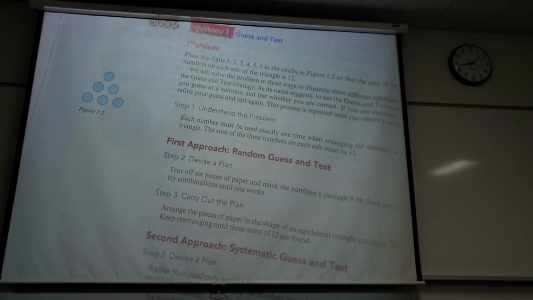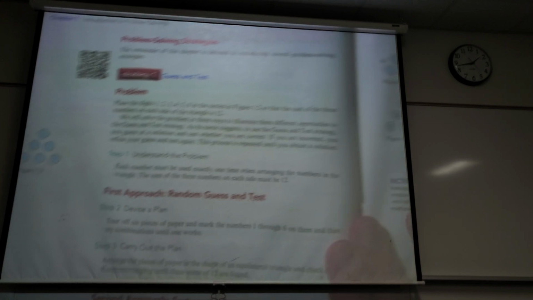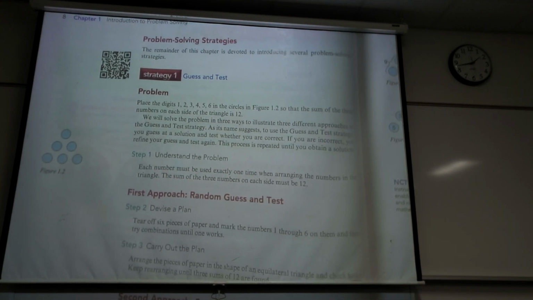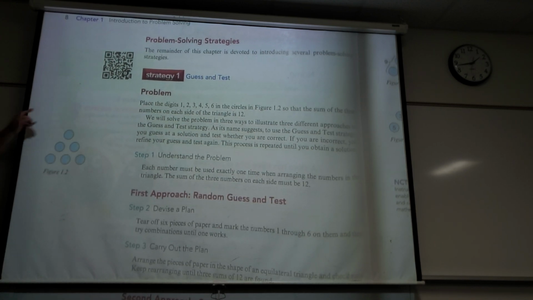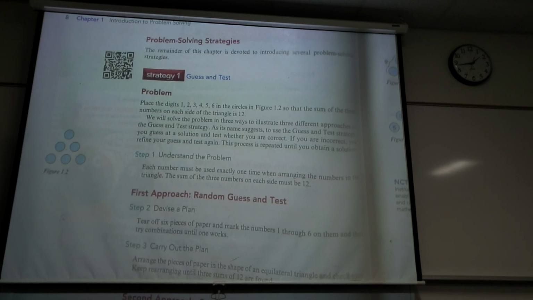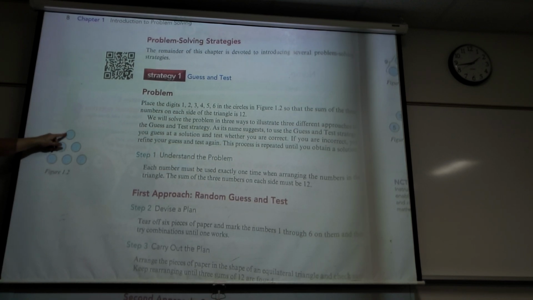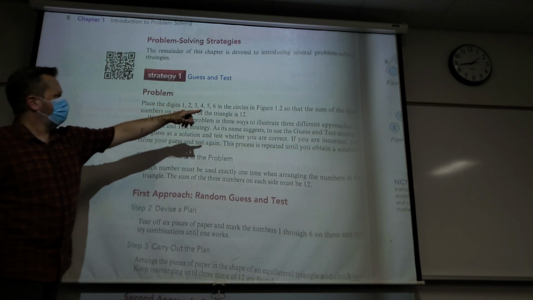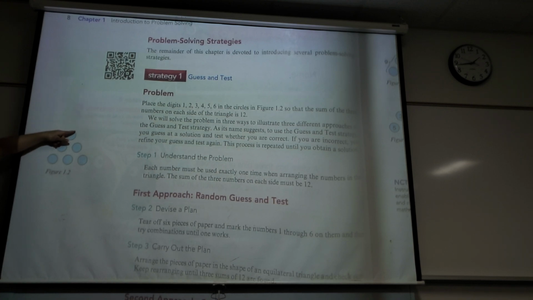So I'm on page 8. Go ahead and put on your paper this little triangle of circles. I need you to put the digits 1 through 6 inside the circles so that the sum of the three numbers on each side is 12. So these three have to add to 12, these three have to add to 12, and these three have to add to 12.